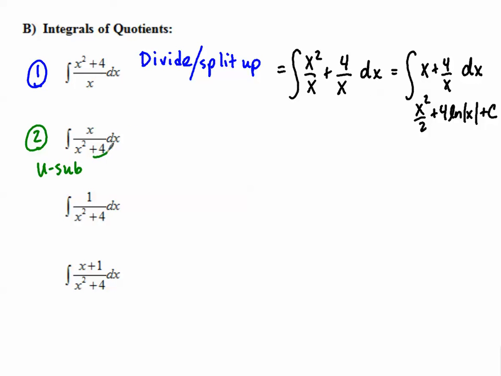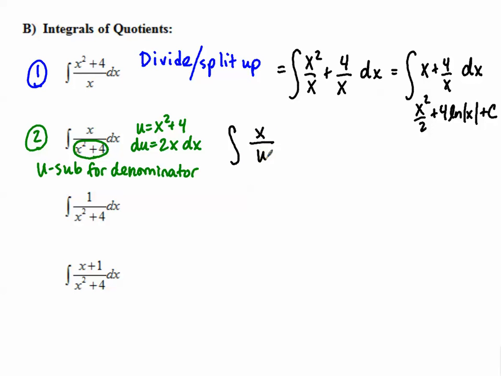In this case, for the denominator, I can write that a little bit better for you. For the denominator, therefore, u equals x squared plus 4. I always find the derivative, du equals 2x dx. I solve for dx, I plug back in. So let's rewrite and see what this looks like.